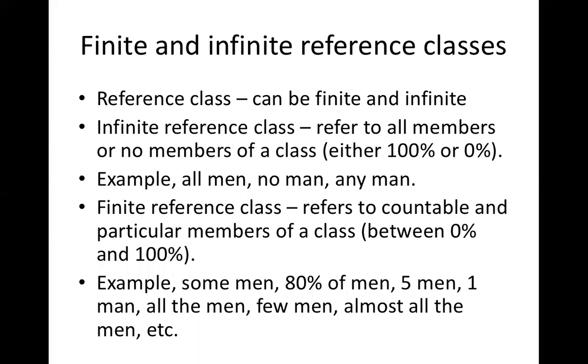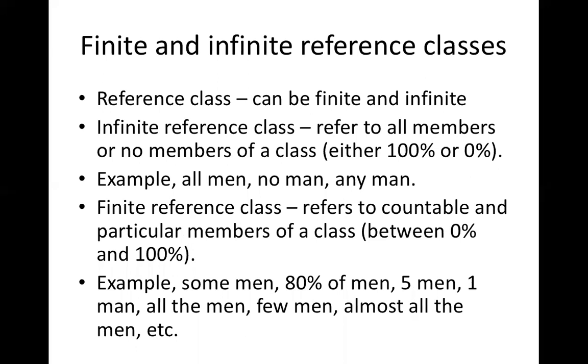On the other hand, the finite reference class refers to countable and particular members of a class between 0 and 100%. So anything between 0 and 100% members of a class, you can count it. That's how you were able to know that it is more than 0% or less than 100%, because it is countable in the first place.